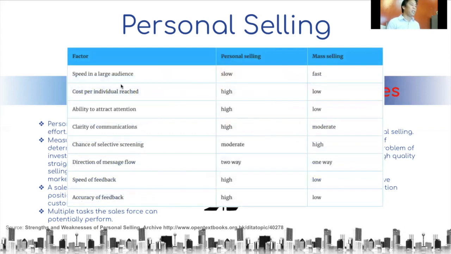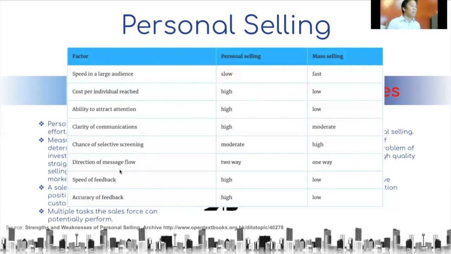Siyempre, speed in reaching a large audience, slow yung personal selling, fast yung mass selling. Cost per individual reach, mataas yung cost ng personal selling, sa mass, mababa. Ability to attract attention, mataas naman yung personal selling, mababa kapag nagmamass selling ka. Clarity of communications, mataas kasi nga personalized. Yung mass selling, medyo moderate. Chance of selective screening, moderate ang personal selling, yung mass selling, high.